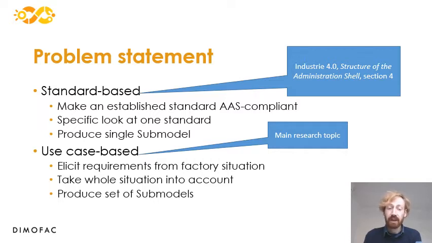At the moment, there already exists a methodology to build a submodel based on a standard. So how to make an established standard such as an OPC UA companion specification AAS compliant. This takes a specific look at one standard and produces a single submodel out of it. But what we produced in our work is a use case based methodology. So we want to elicit requirements from a factory situation, take the whole scenario into account, and produce or identify the set of submodels that is needed.